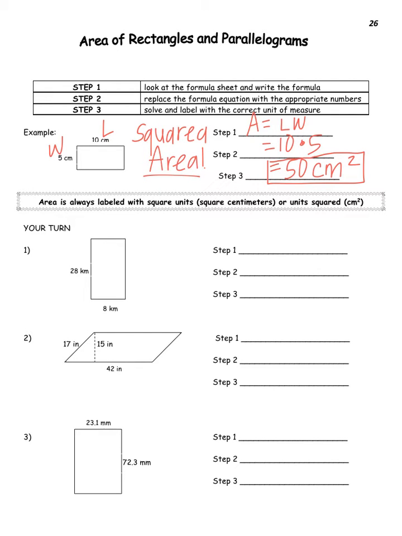Numbers 1 and 3 are the same. Here's a hint for number 2. Take this triangle right here and cut that off and move it over here. Make it a rectangle. Then multiply the length, which would be 42, times the width, which would be 15. So give those 3 a try.